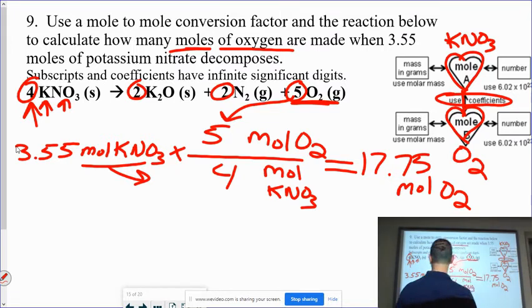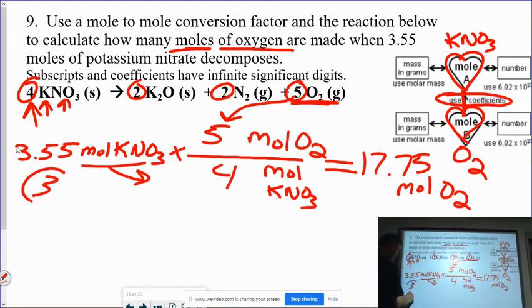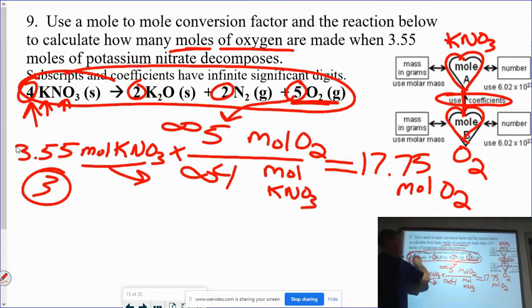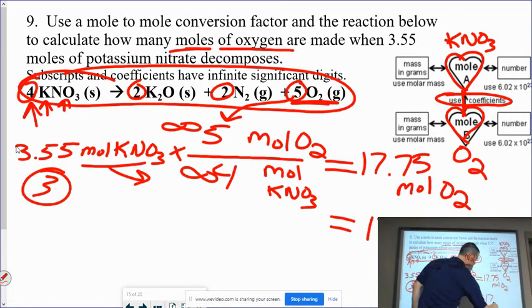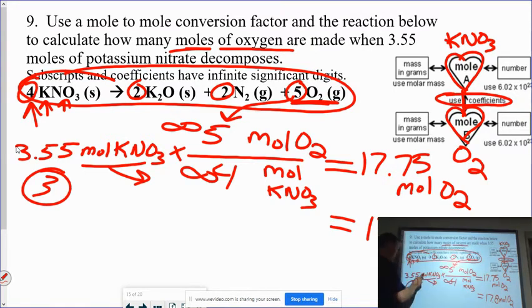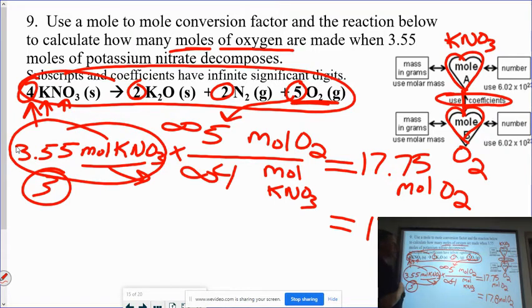I look at my sig figs. I have 3 sig figs here. This is infinite. This is infinite. This equation cannot be balanced with different numbers. It's got to be those numbers. So those are infinite sig figs. So I should have an answer with 3 sig figs. And so that's 17.8 moles of oxygen would be produced when I put 3.55 moles of potassium nitrate into this chemical reaction. So that's what stoichiometry is.